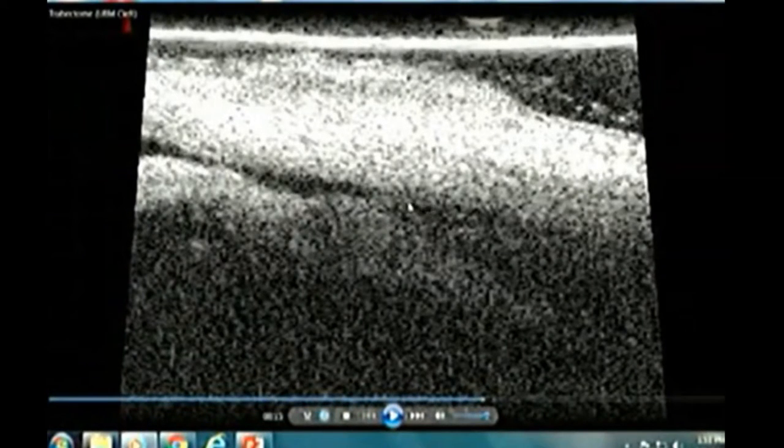So you can see the opening here. So that's the cyclodialysis cleft that the patient is having after trabectome surgery. Okay, thank you very much.